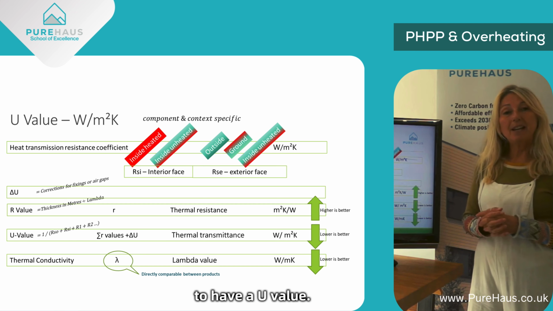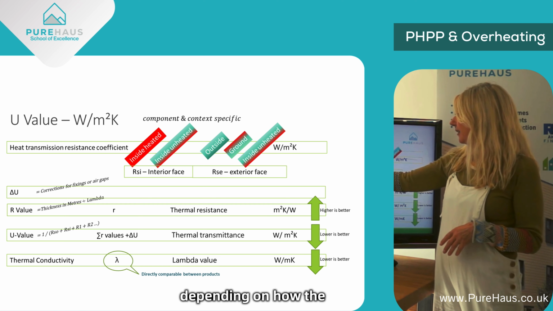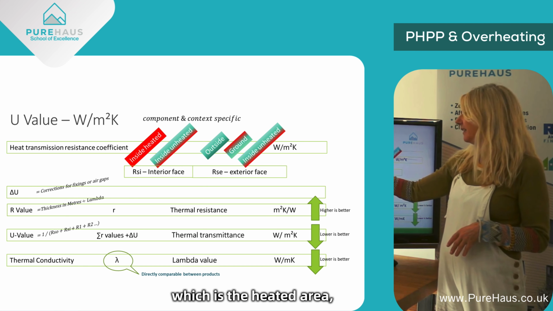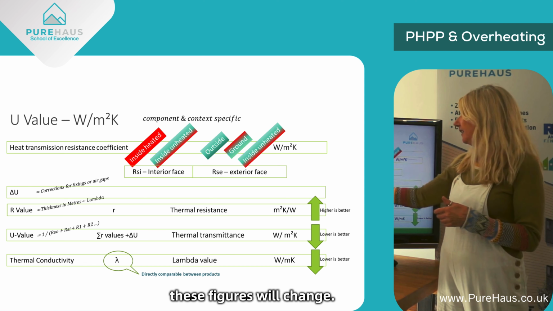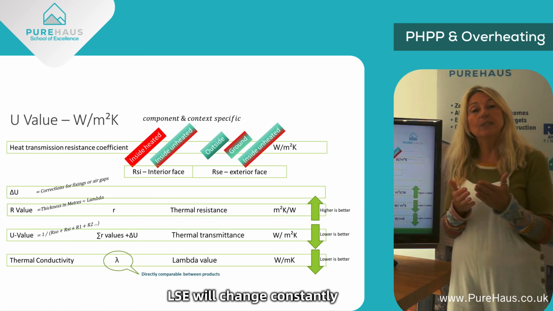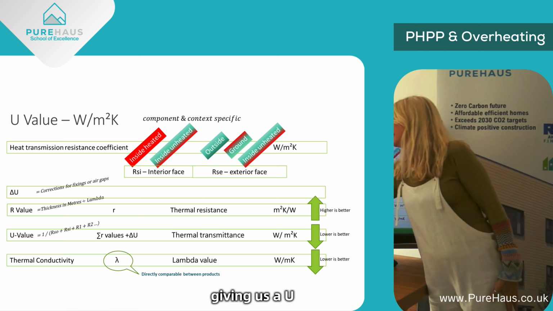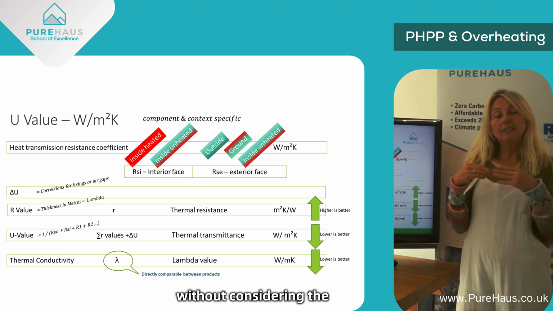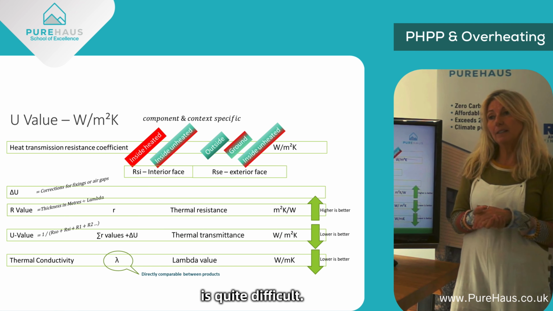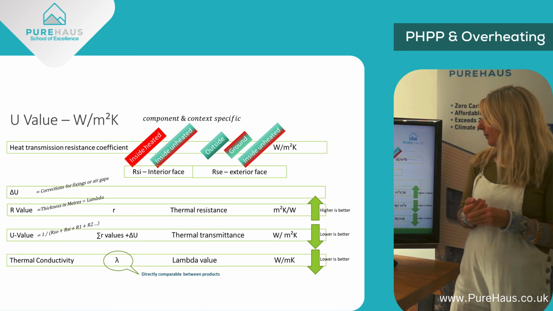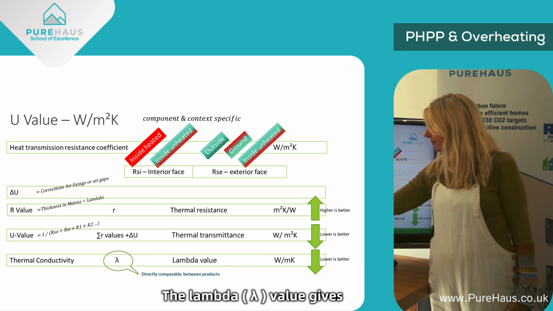They're quite often claimed to have a U value, but as you can see even by this situation, depending on how the building is working, which is the heated area, what the exposure is, these figures will change. The RSI and the RSE will change constantly according to that situation, and therefore giving us a U value for the performance without considering the actual specific use and location of a product is quite unreliable. We prefer to use what we call the lambda value, which is the thermal conductivity.